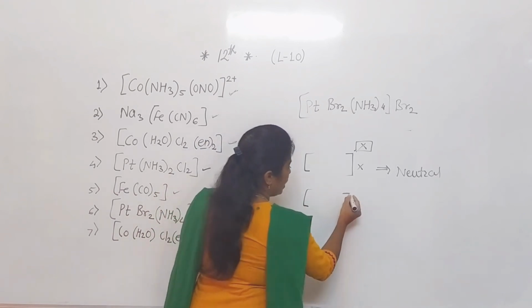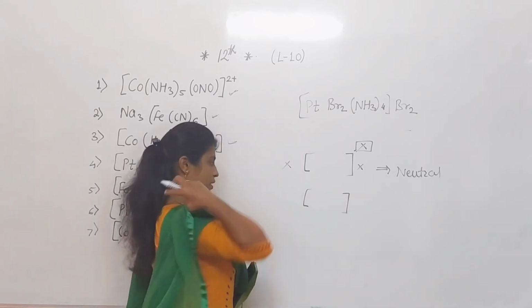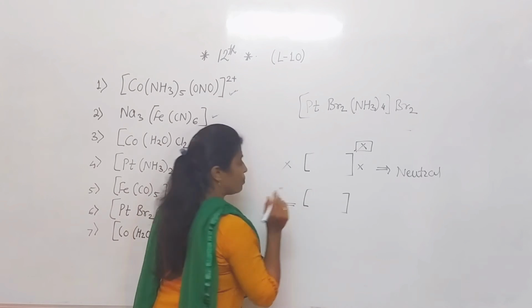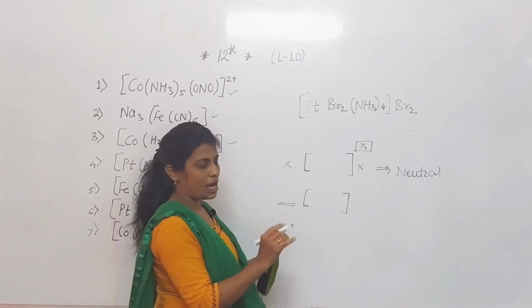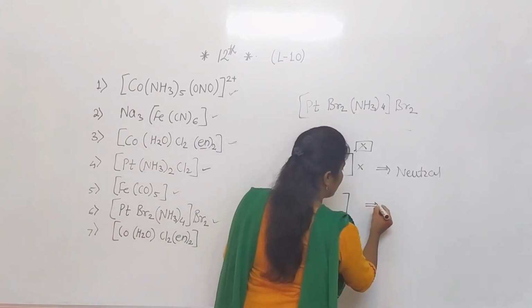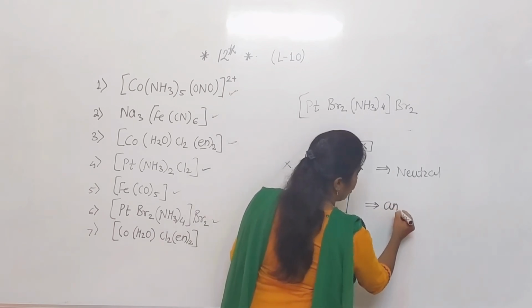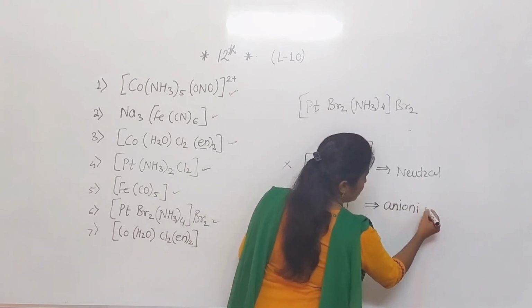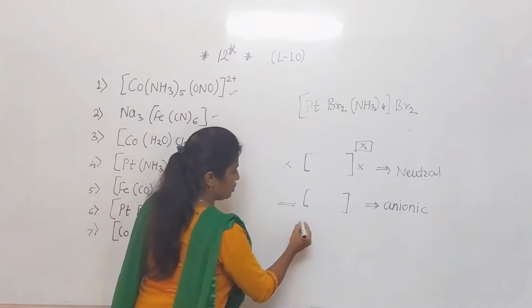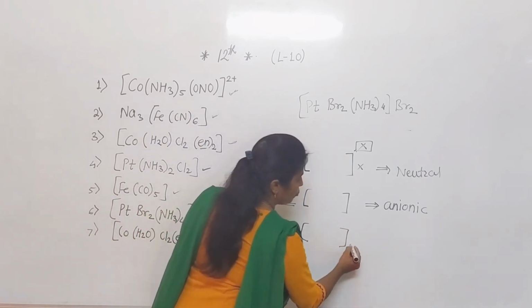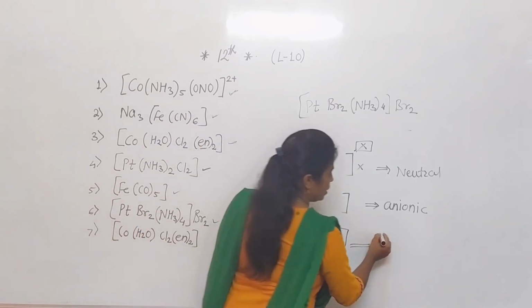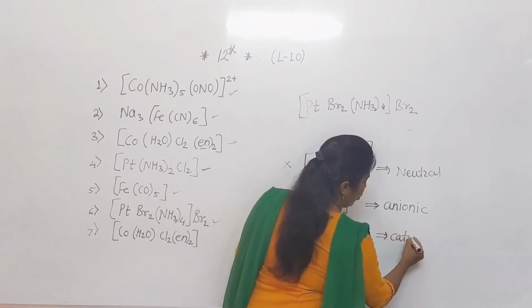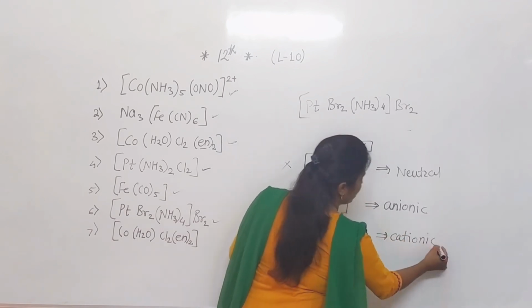If a square bracket is there, and in front of it something is there, meaning any ion is there, at that time this is the anionic complex. This is the anionic complex. If there is a square bracket and after that something is there, then it is the cationic complex. Clear to everyone? Now see here.